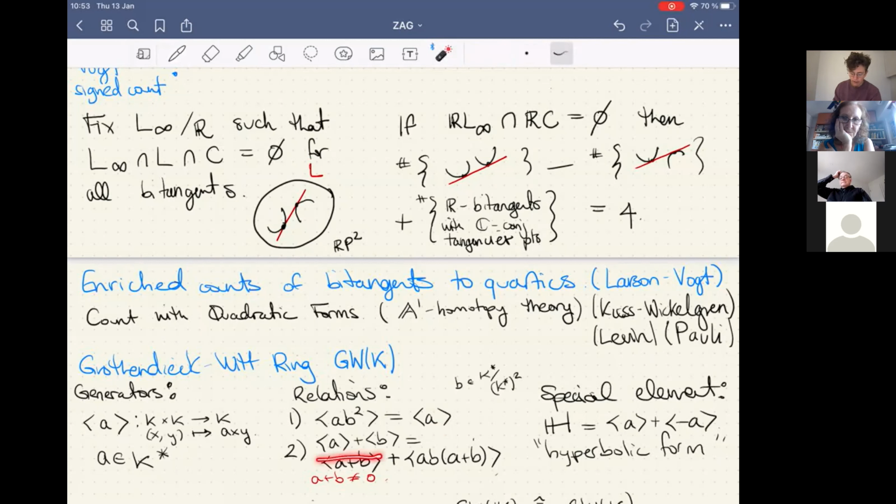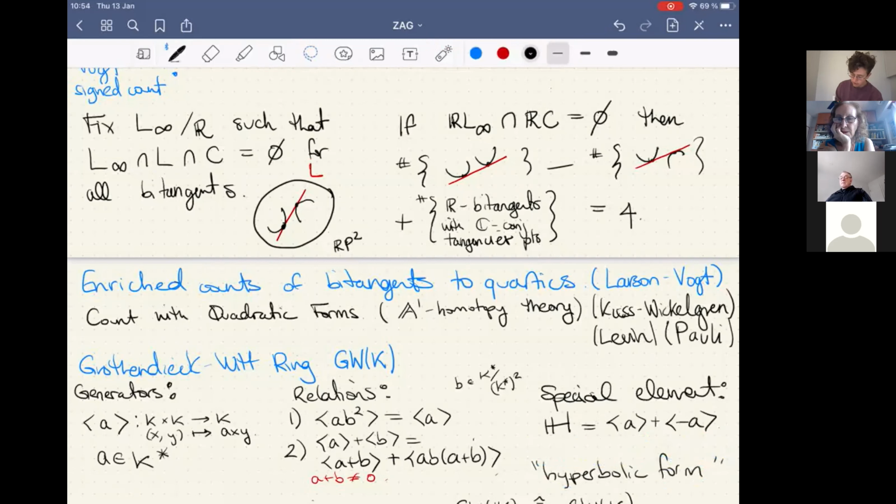And then there's this one more relation about sums of quadratic forms. So we take the group generated formally by these, and we mod out by these two relations. And there's one special element, which is the hyperbolic form. So it actually turns out that using just these two relations, for any non-zero A, this rank 2 form is always equivalent to, say, the form with <1> plus <-1>, each in brackets.